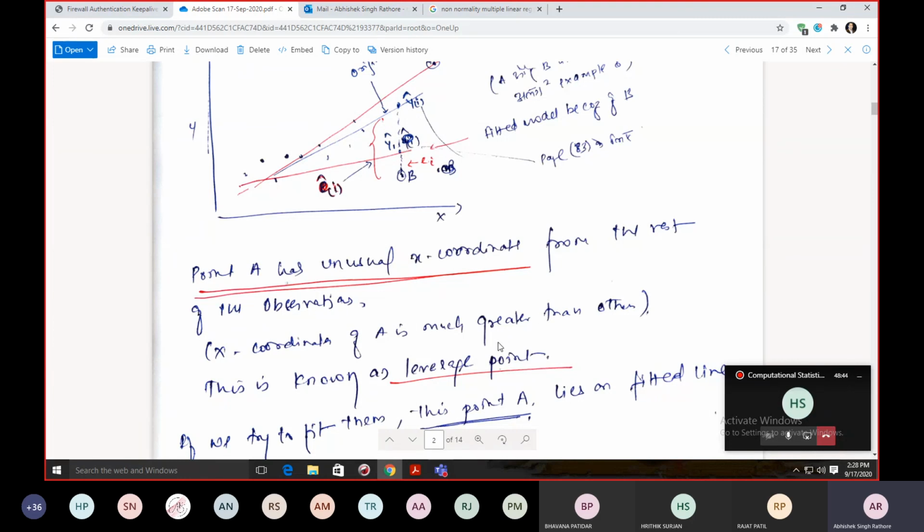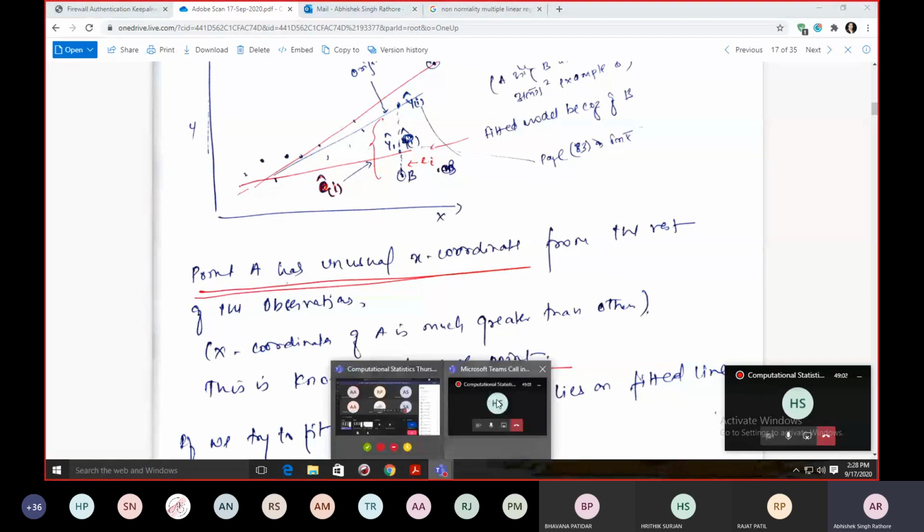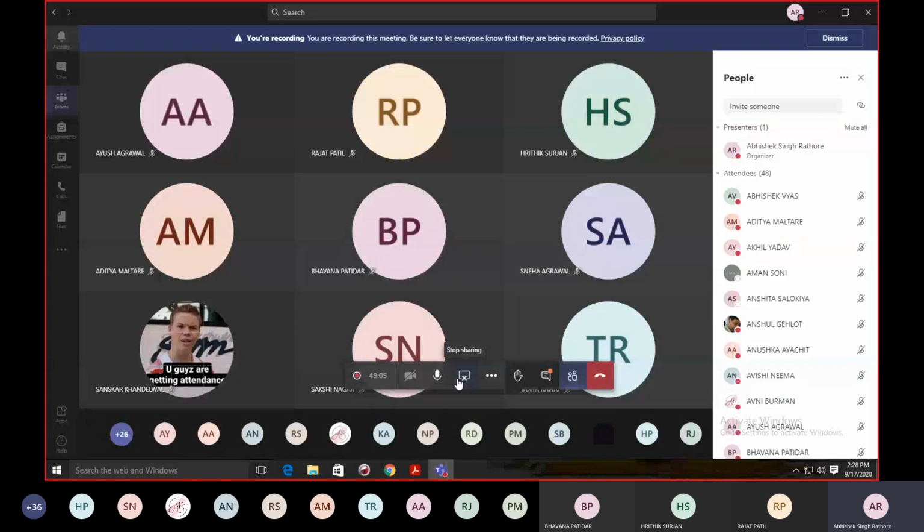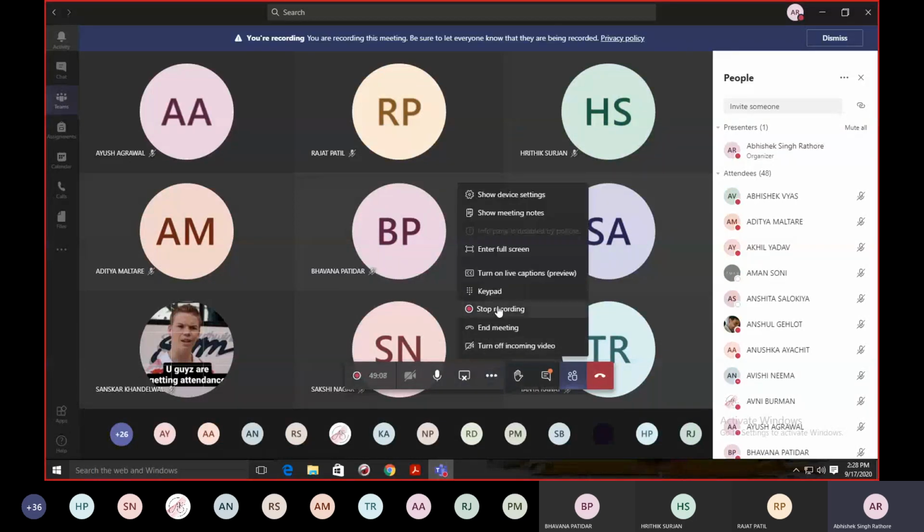So if you have a problem with this, you can ask me, otherwise I will continue this in my next lecture. How will I calculate these residuals, how will I plot these residuals, and how will I calculate these leverage points, in the next class. So again, if you have some questions, then you can ask me.